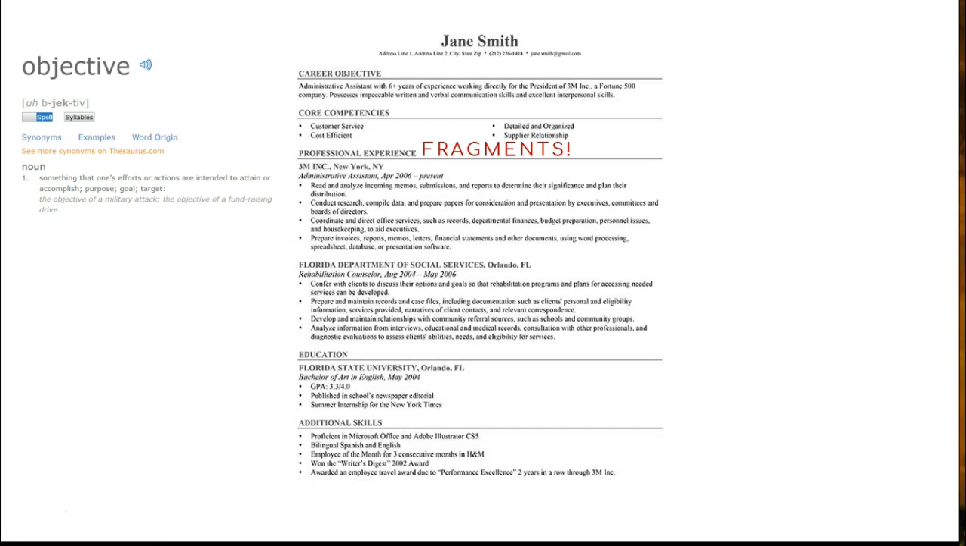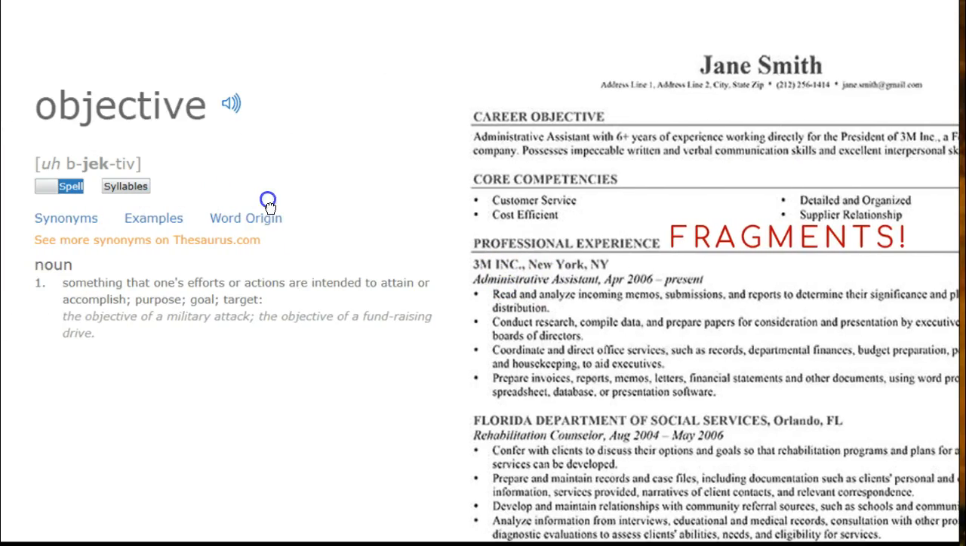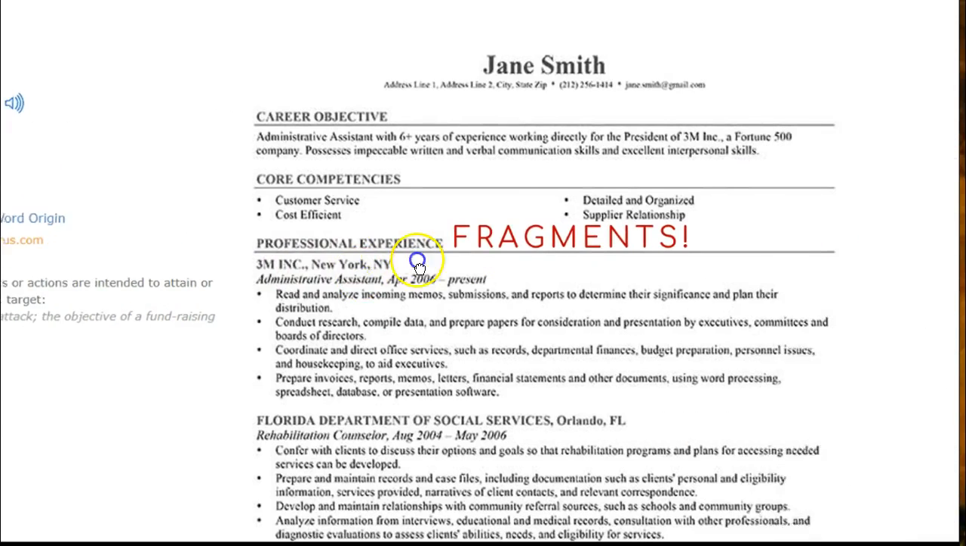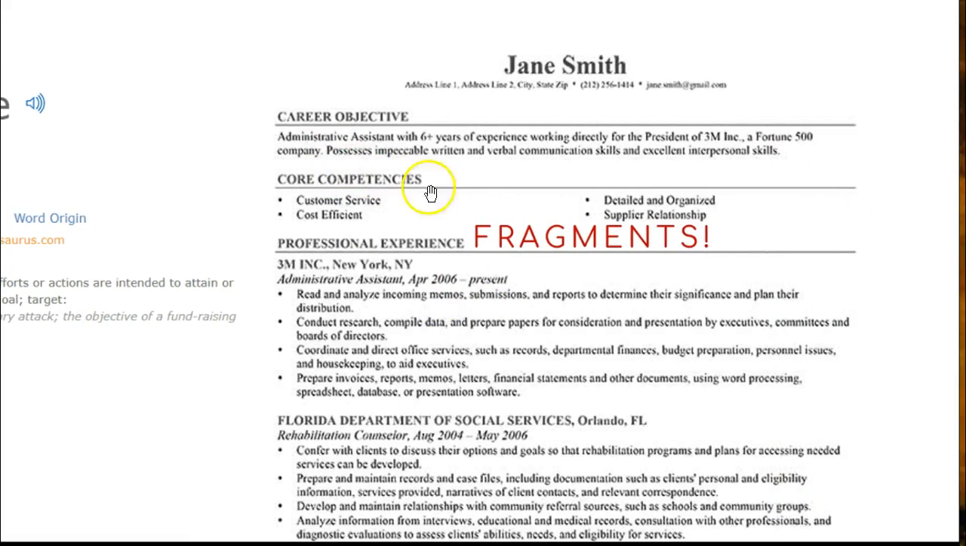Let's continue. Next thing we want to talk about is the career objective that we find on the top of the page. So before we do that, let's look at the definition of objective. Definition is something that one's efforts or actions are intended to attain or accomplish. It's a purpose, it's a goal, it's a target. This objective statement is actually not an objective when we read it. It says administrative assistant with 6+ years of experience working directly for the president of 3M Inc., a Fortune 500 company. Possesses impeccable written and verbal communication skills and excellent interpersonal skills.